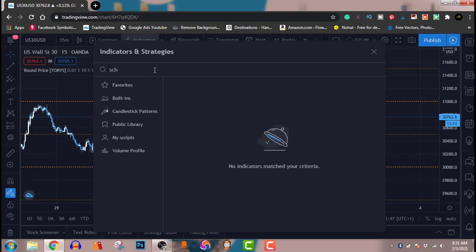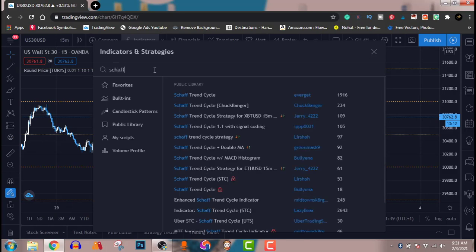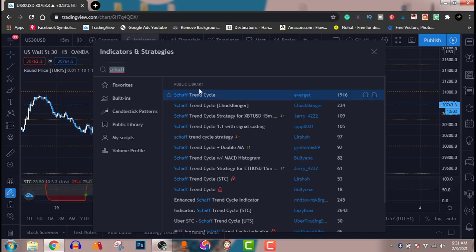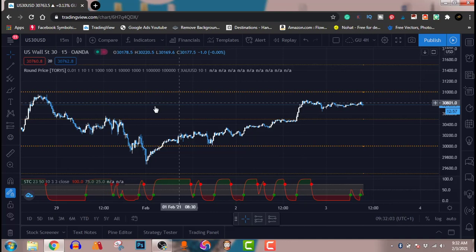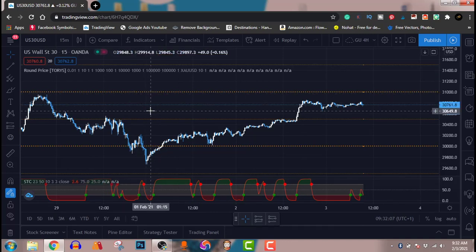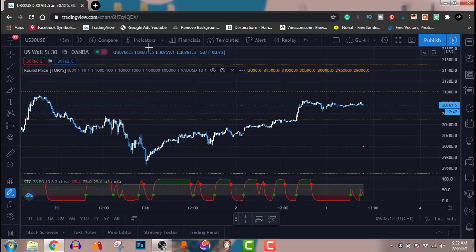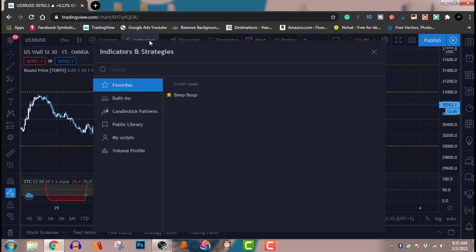Okay, let's go find the indicator. This is it, so we're just going to click on it and bring it to our chart. As you can see, this is the way it looks. It's quite easy to follow, but remember, we need one more indicator on this chart, which is my trend following indicator.